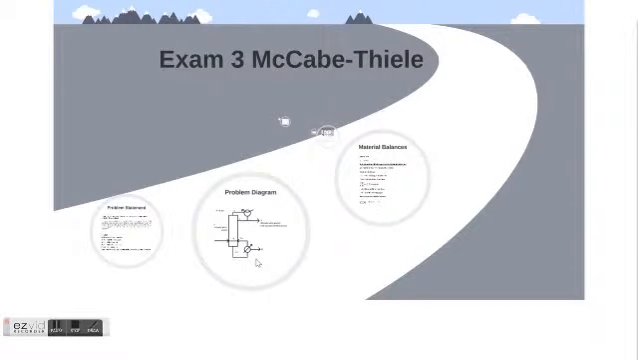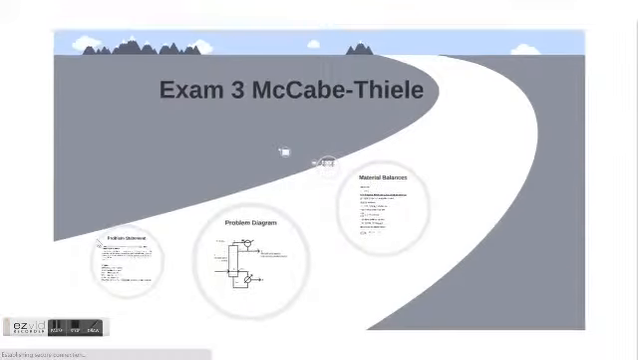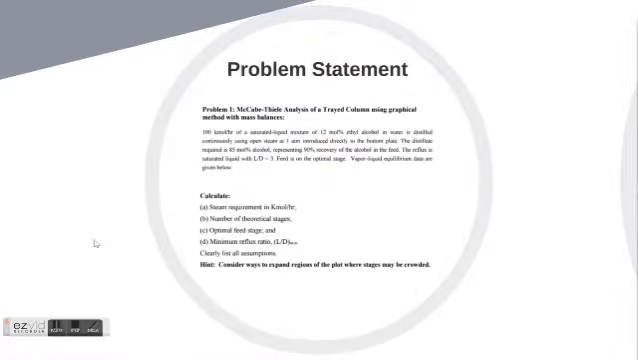I will be solving problem 1, the McCabe-Thiele problem of take-home exam 3. In our problem statement, we are given feed rate in, mole percent of ethyl alcohol in the feed, mole percent of ethyl alcohol in the distillate, and the fact that 90% recovery of alcohol from the feed occurs in the distillate. We are also given that feed is a saturated liquid, pressure is 1 atm, and L/D equals 3. We want to find steam requirement, number of theoretical stages, optimal feed stage, and minimum reflux ratio.